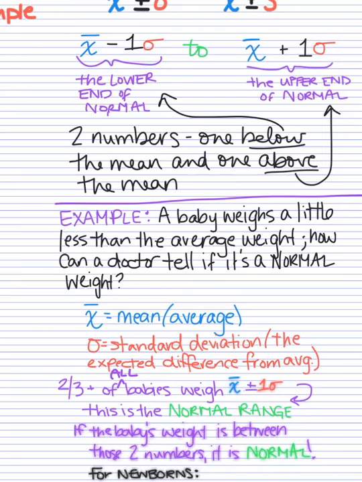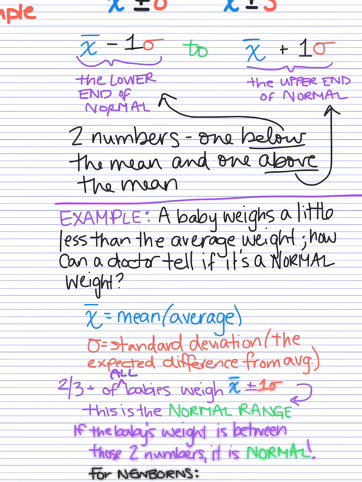So here's an example of when it might be used. The normal range is used a lot in science and in medicine. So a doctor would look at, for instance, what a normal height is, what a normal blood pressure range is, what a normal sugar level is. They use this to figure out where most people's levels should be and what's healthy.